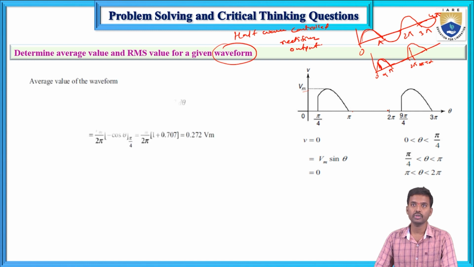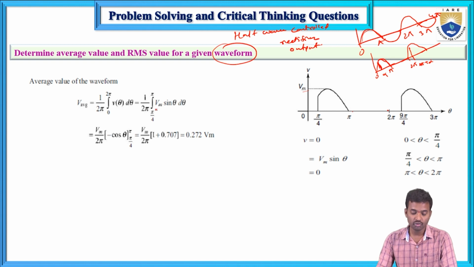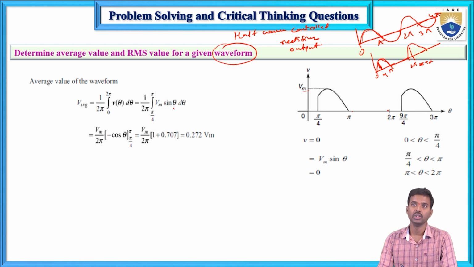Now if you substitute in the average value, V average equals 1 by 2 pi times the integral from 0 to 2 pi of V of t dt. Vm is divided. This conducts only from pi by 4 to pi, and the remaining values are 0. The integration of sin theta is minus cos theta, from pi by 4 to pi. So Vm by pi, and cos of pi value is minus 1.